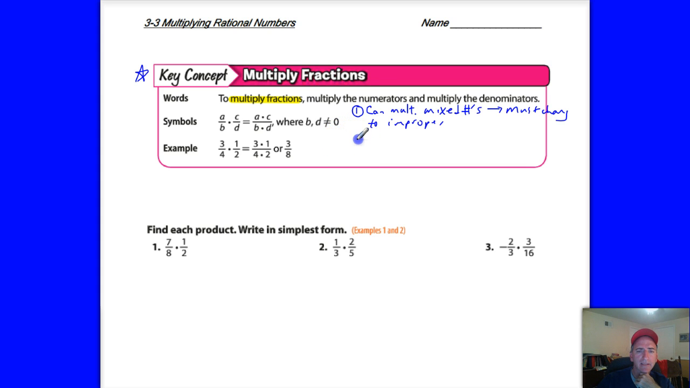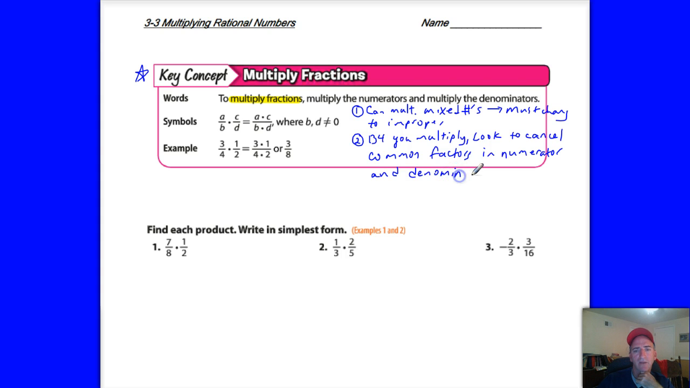Okay, the second thing, and this is a really valuable tool for you to learn and to learn young, is that before you multiply, you want to look to cancel common factors in the numerator and denominator. Pause the video if you need to get all that down. But that's going to happen to us in number 3. That's where it's going to start. Okay, and we'll get that. So again, that's a B. Before you multiply, look to cancel common factors in the numerator and denominator.